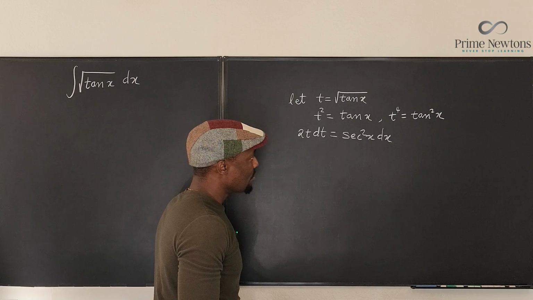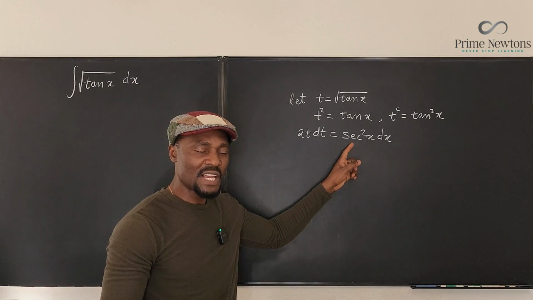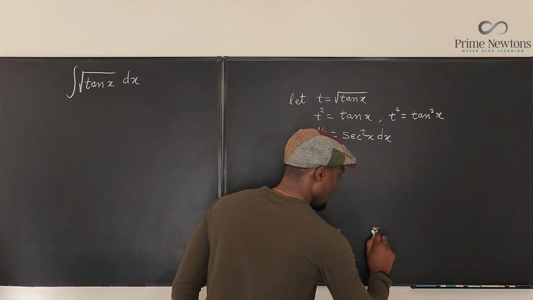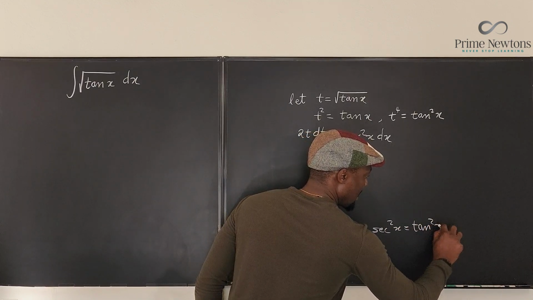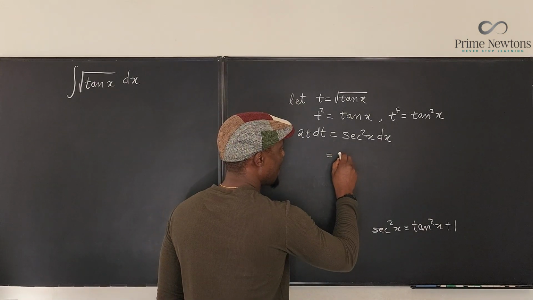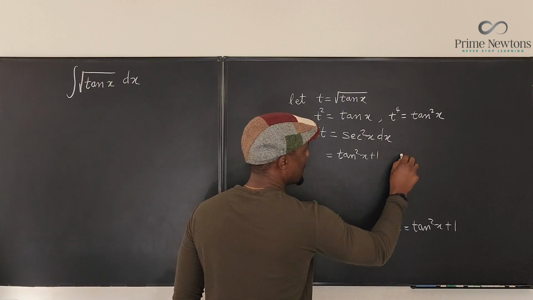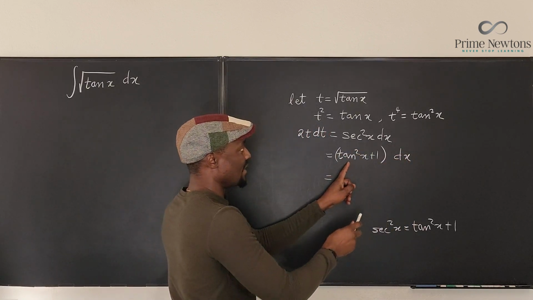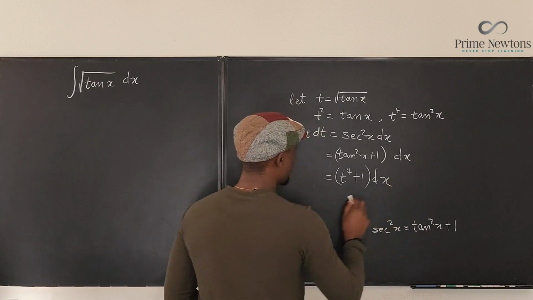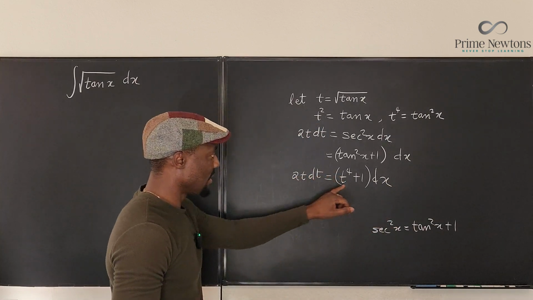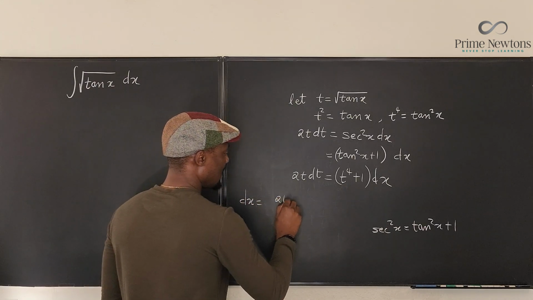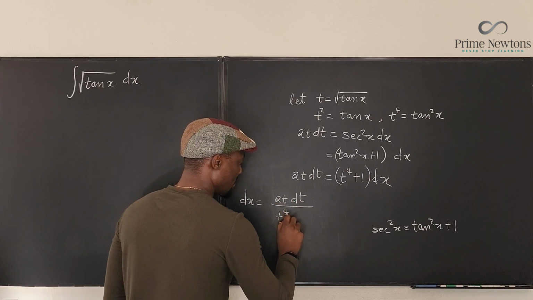I can write this in terms of t, because I know that secant squared x is the same thing as tan squared x plus 1. That's a trig identity, you know, right? This is from the Pythagorean identity. So here I'm going to write secant squared x as tan squared x plus 1. We still have our dx. It means that tan squared x, which we already obtained, that's why I did it, is going to be t to the fourth plus 1, dx. And this is still 2t dt. So to isolate dx, it's just going to be this divided by this. So dx equals 2t dt divided by t to the fourth plus 1.